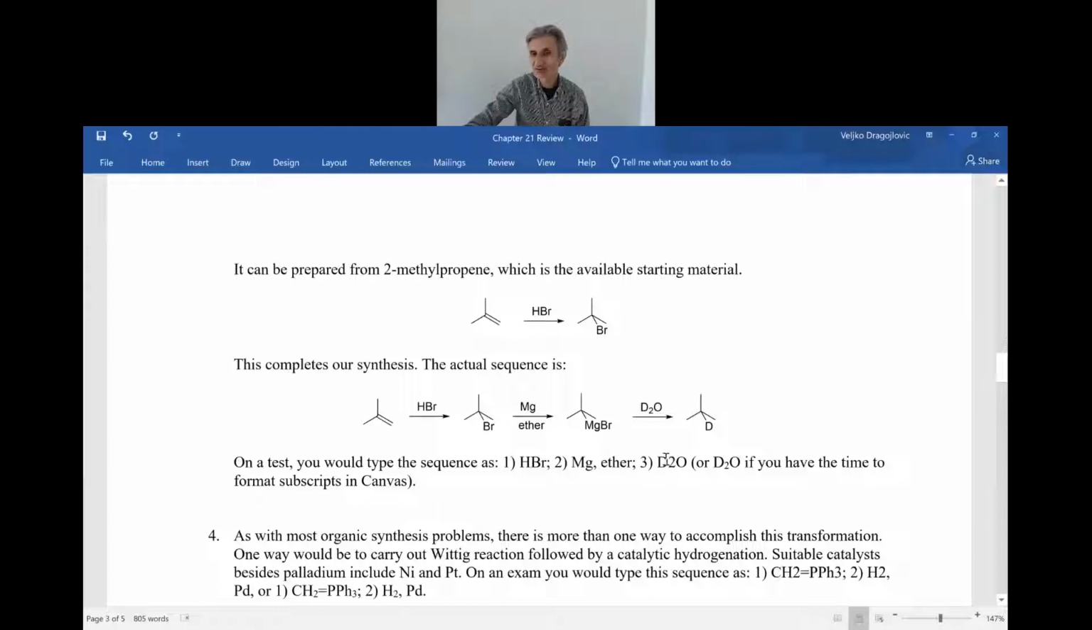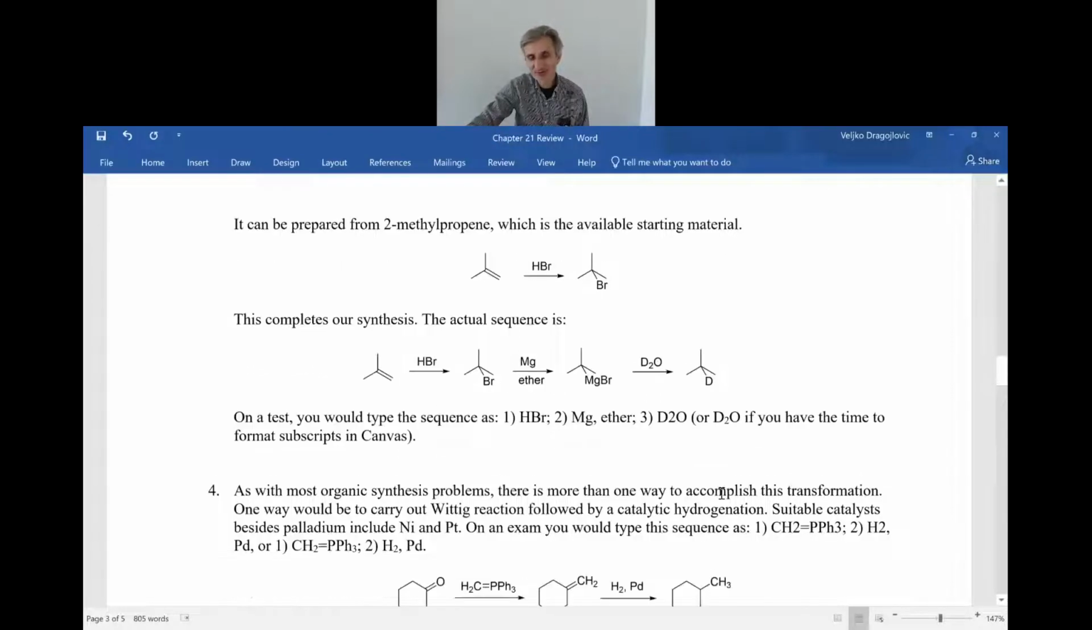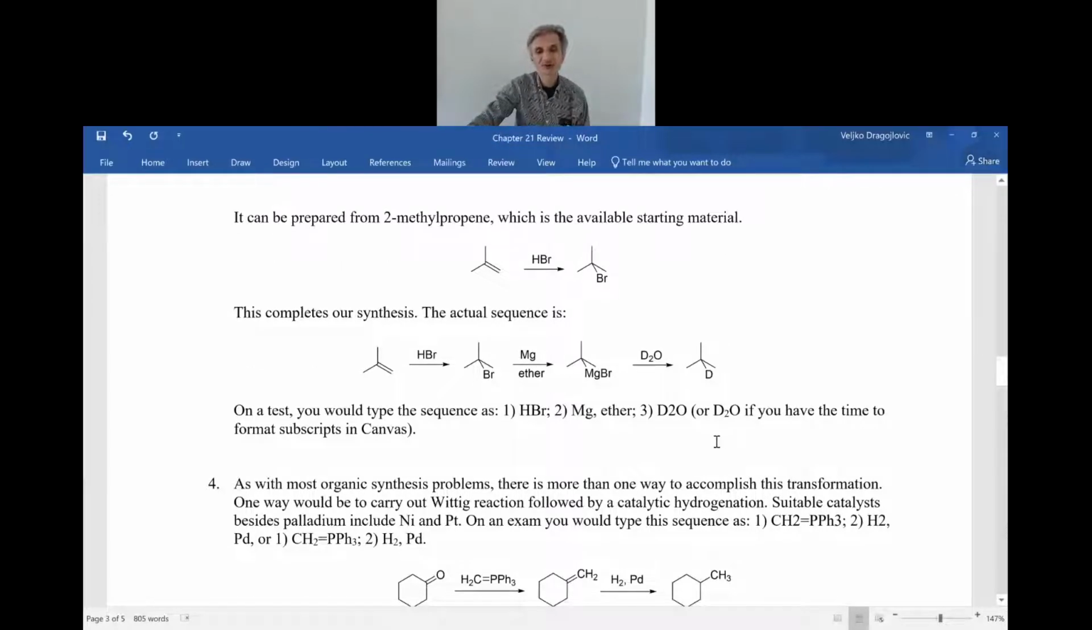Again, on the test, you don't need to use subscripts, or occasionally superscripts if necessary, simply because on Canvas it's not that easy. You have to go through menus and so on, so I don't require that. You get no additional points for using them. You could make mistakes, so not a particularly good idea. So this is a little bit challenging question. Any questions about this one?